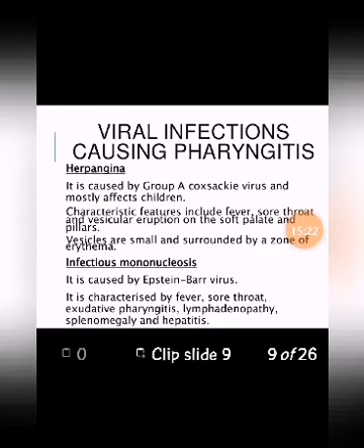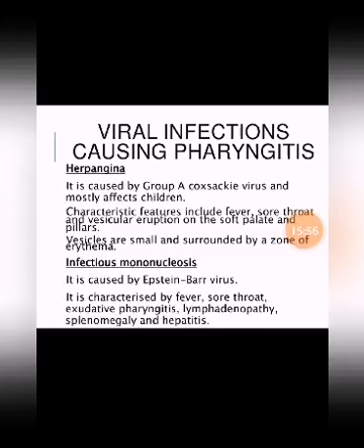Here are some viral infections which may cause pharyngitis. Group A coxsackievirus mostly affects children. The clinical symptoms are fever, sore throat, and vesicular erosions on the soft palate and palate. The vesicles are very small, but they are surrounded by a zone of erythema.